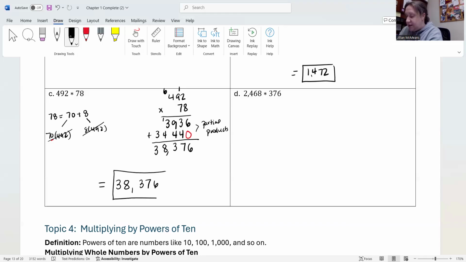38,376. And this is a huge time saver because who would want to take 492 and add it to itself 78 times? That would take forever. Who would want to take 78 and add it to itself 492 times? That's ridiculous. It would take forever. This is our shortcut to the whole thing. Okay. So this is how we do multiplication with multiple digits.